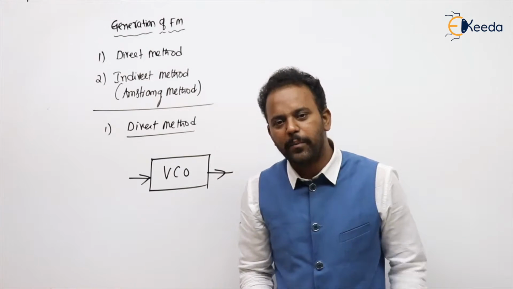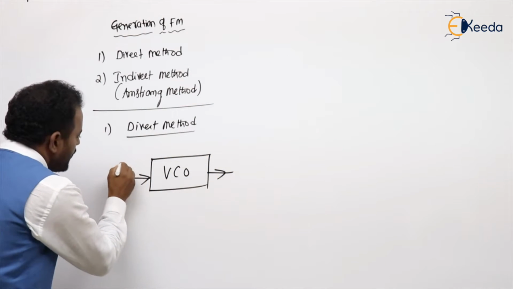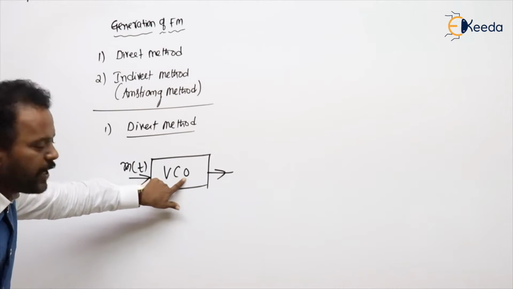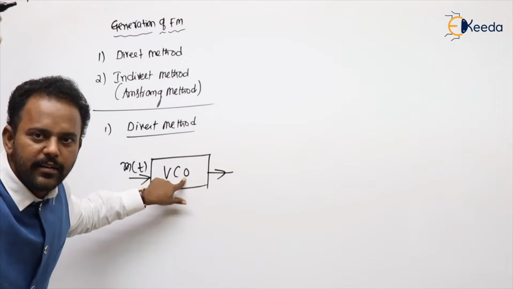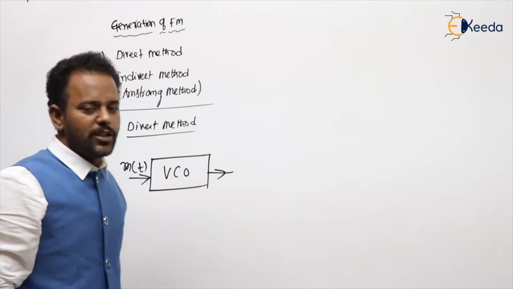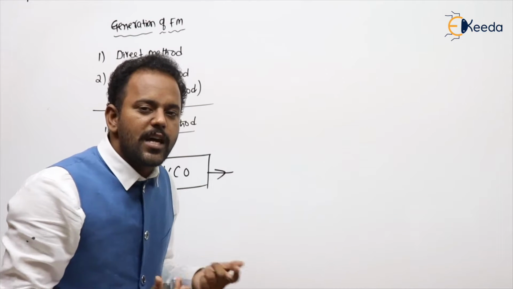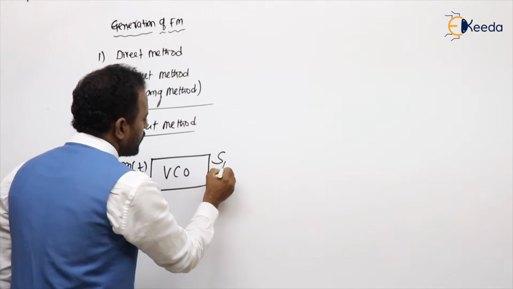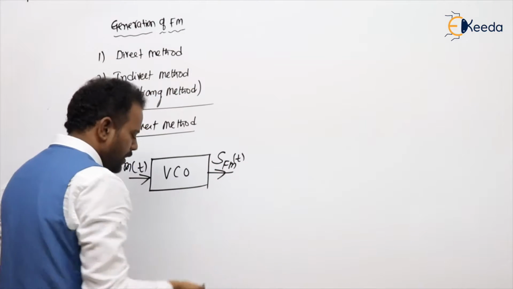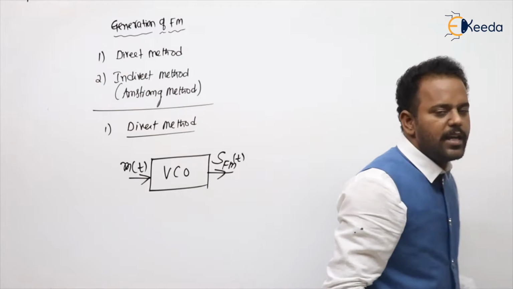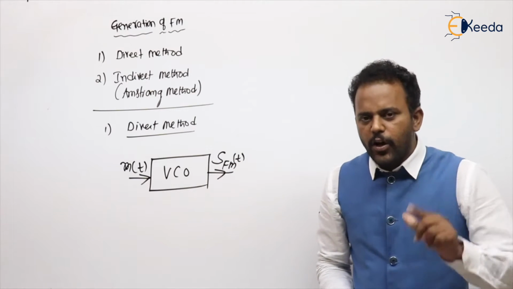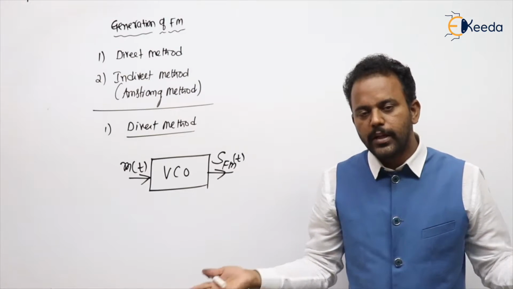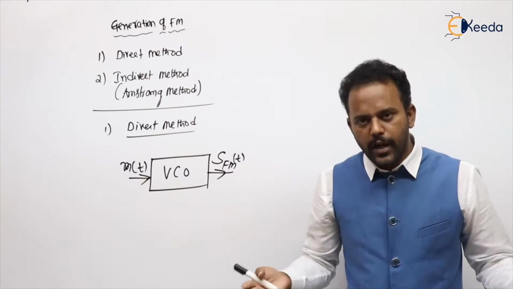If I give our message signal as the input, then according to the message signal, the output frequency is going to vary. Frequencies varying according to the message voltage is called frequency modulation, so the output you get is an FM signal. The first objective question they ask in ESE: VCO is used in the direct method of FM.